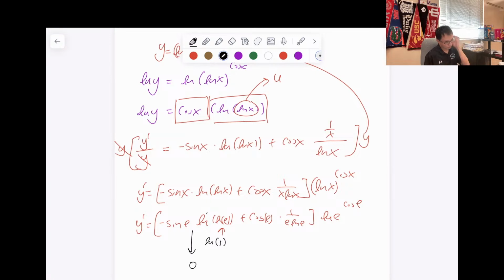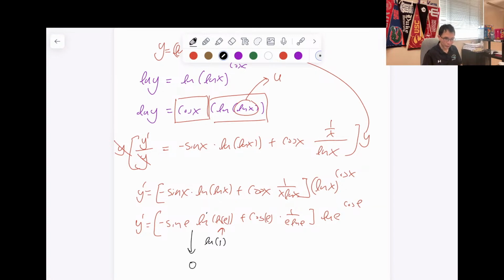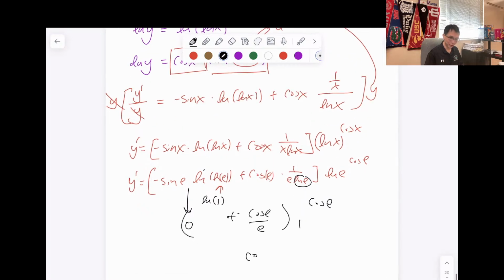What's ln of e? 1. So it will end up to be plus cosine of e over e, times ln of e, this times 1 to the cosine of e. What's 1 to the cosine of e power? 1, because 1 to any power is 1. So therefore it's cosine of e over e.